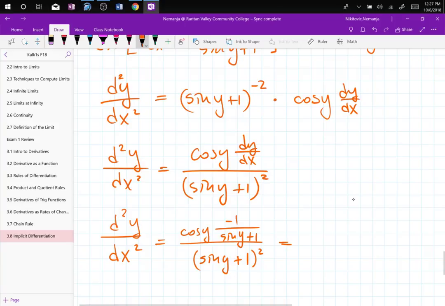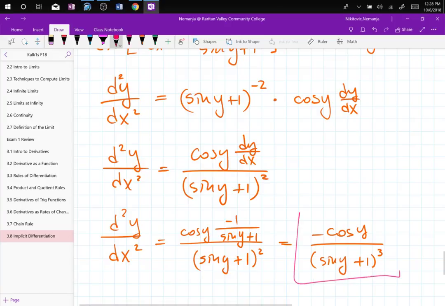When you deal with the double fraction, you get negative cosine y divided by sine y plus 1 cubed. Because this one is over 1, cosine goes there, so 1 times negative cosine is negative cosine, and the 2 and the 1 add up to 3, so cubed. You have to shovel through that algebra. So you see now that this can spiral out and become crazy very quickly. But again, practice makes perfect.